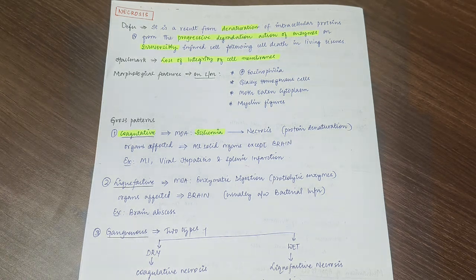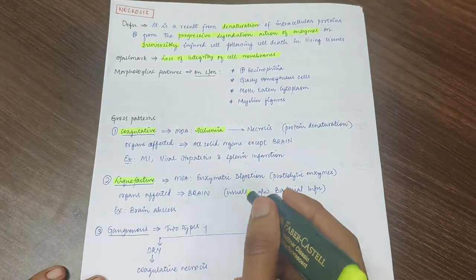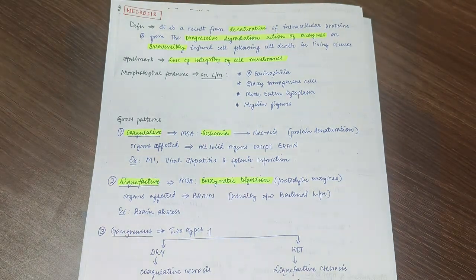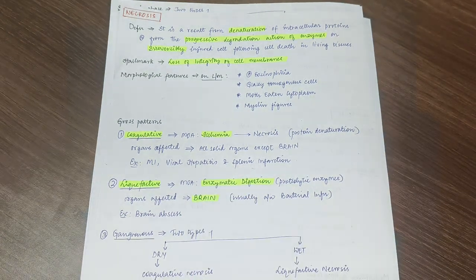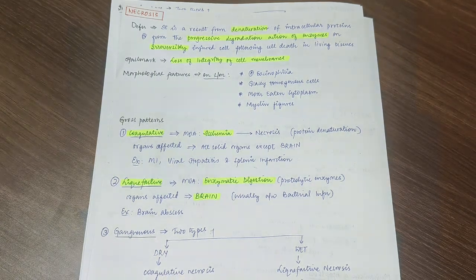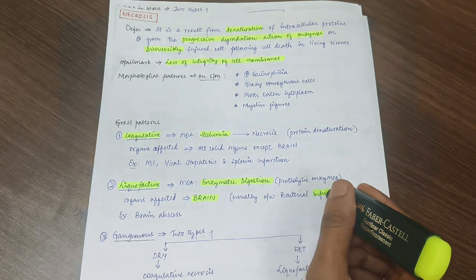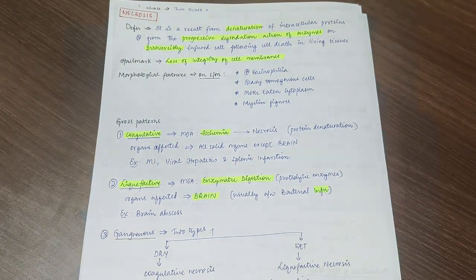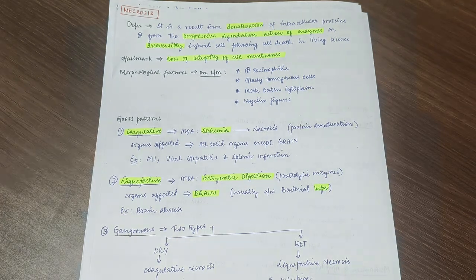Next, coming to liquefactive necrosis, that is because of enzymatic digestion, mainly because of hydrolytic enzymes, then proteolytic enzymes. Organs affected mainly here is brain. The brain is the only organ which will be showing the liquefactive necrosis. Usually this type of necrosis is associated with infection. What is an example for this? It is brain abscess. Brain abscess is the example.